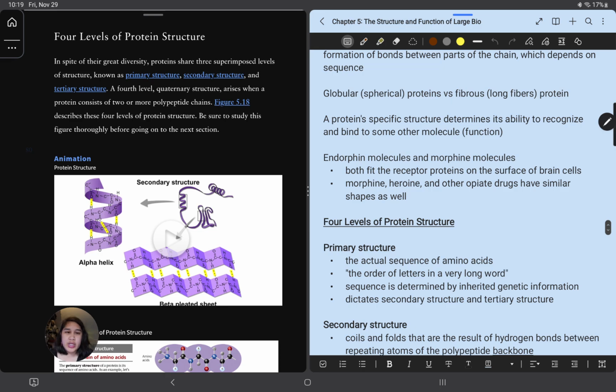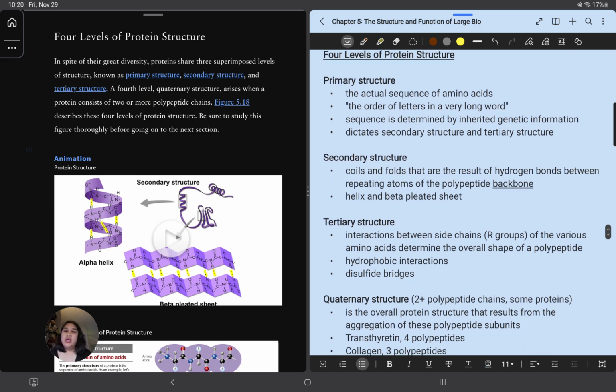Globular, spherical proteins versus fibrous, long fiber proteins. Just know the difference between globular and fibrous. A protein-specific structure determines its ability to recognize and bind to some other molecule, which results in a function. And endorphin molecules and morphine molecules both fit the receptor proteins on the surface of brain cells. Morphine, heroin, and other opiate drugs have similar shapes to endorphins.